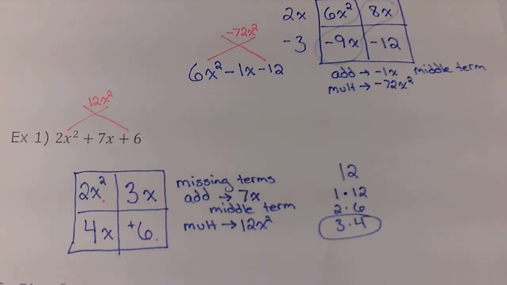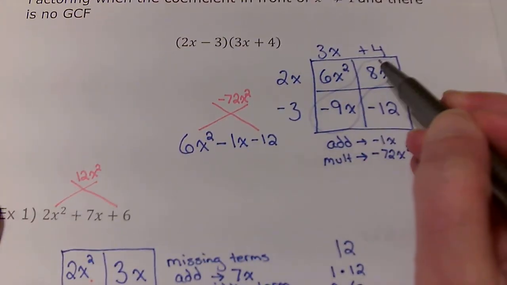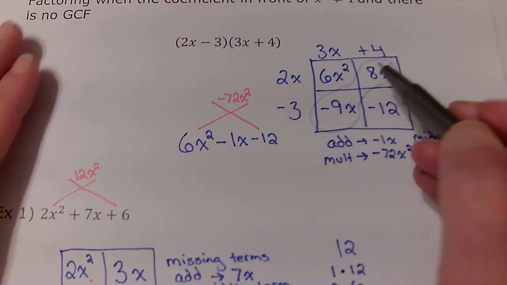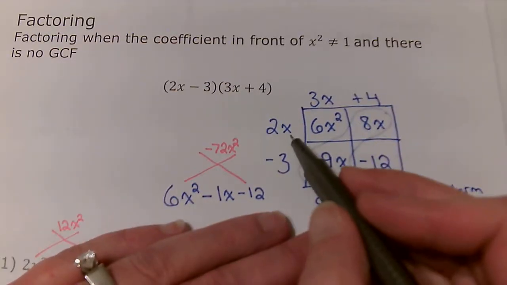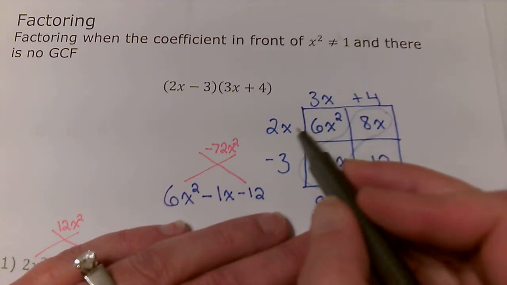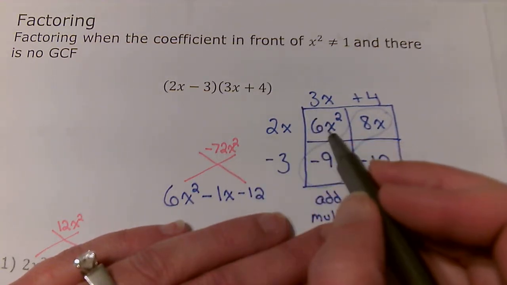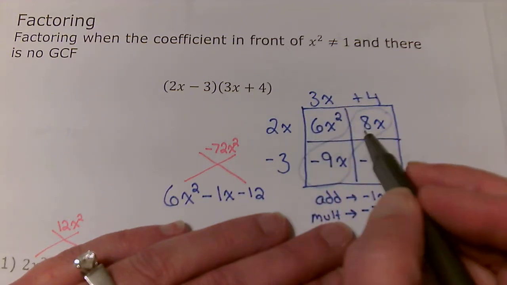Now I've got to figure out those outside edges of the box. What goes here? Well, let's look back at this one. 2x went into both of these. It distributed into both of these terms. 2x times 3x is this. 2x times 4 is this.